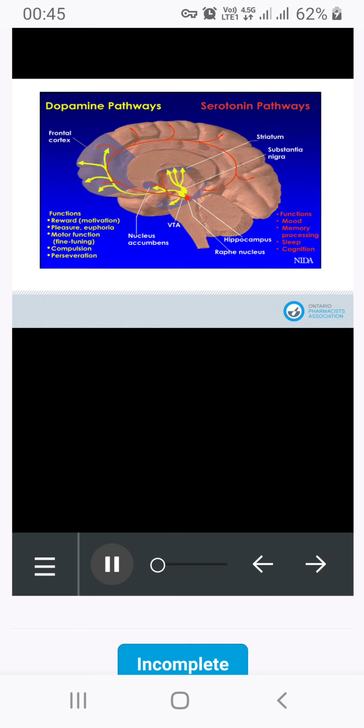Okay, on the dopamine pathway, the frontal cortex, and we have a serotonin pathway, and in this pathway the VTA, hippocampus, and raphe nuclei have functions of mood, memory, processing, sleep, and cognition. The nucleus accumbens has functions such as reward, motivation, pleasure, euphoria, motor function, compulsion, and perseveration.